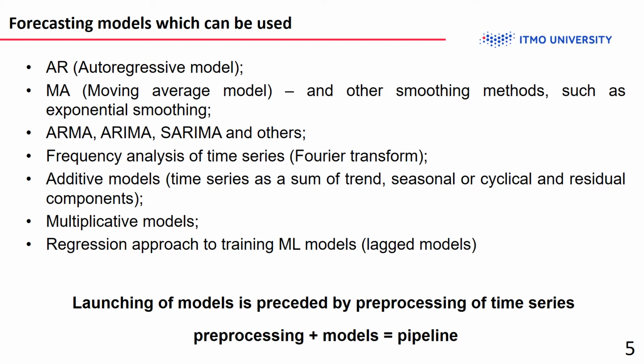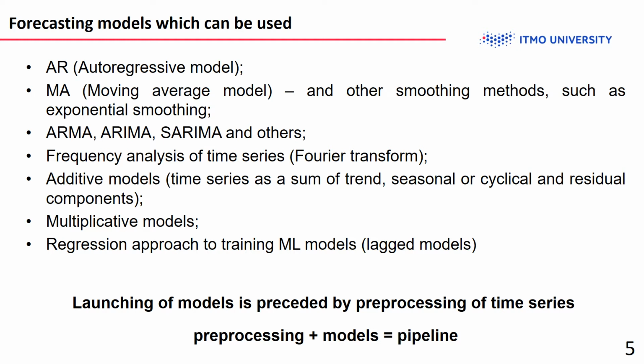To make our forecast, we can use various models and methods. We can start with the autoregressive model, the moving average model, and their combination in ARMA, ARIMA, etc. We can also use frequency analysis of time series to make predictions. We can use additive models, multiplicative models, or even a regression approach with machine learning models, neural networks, and much more. But in some cases, we need to perform preprocessing on our time series to make our forecasts more accurate.